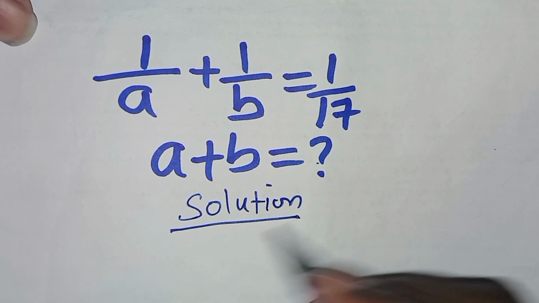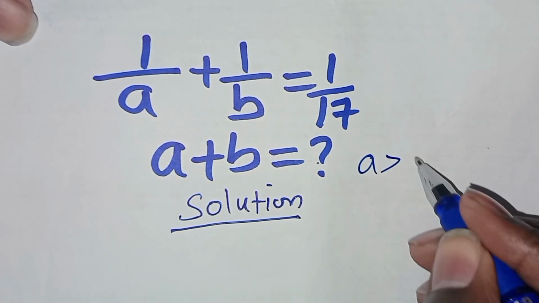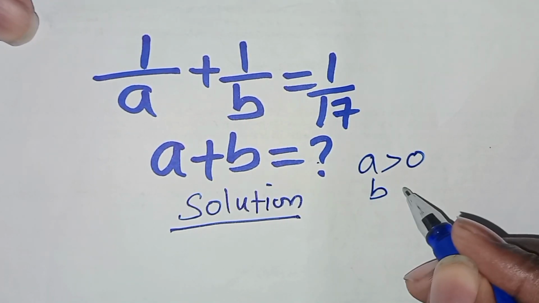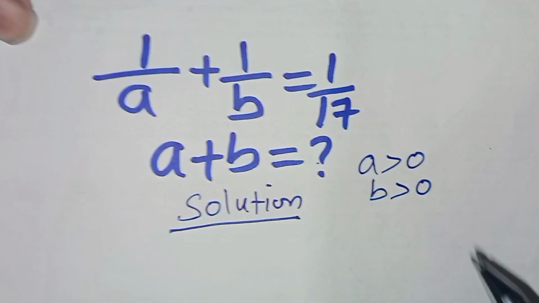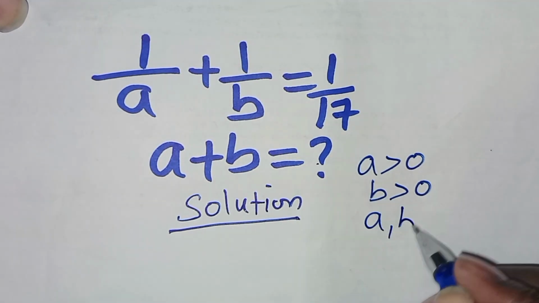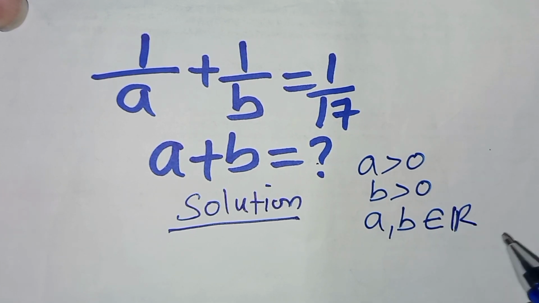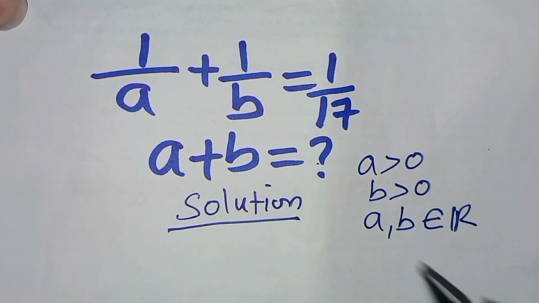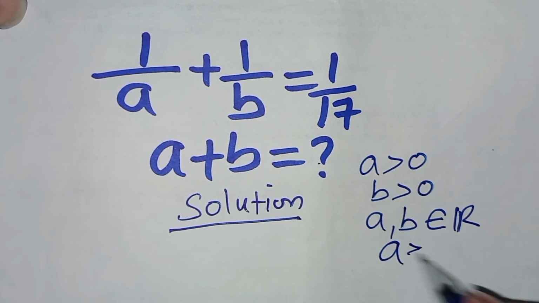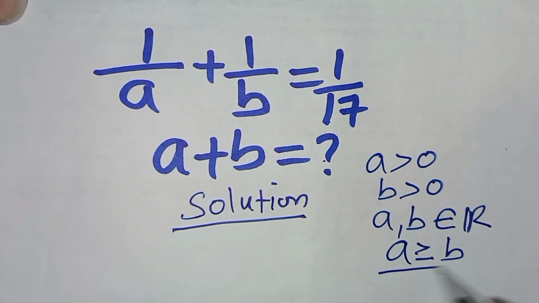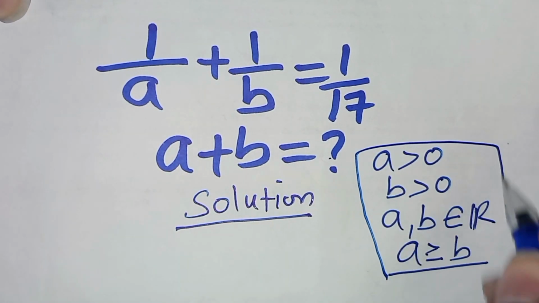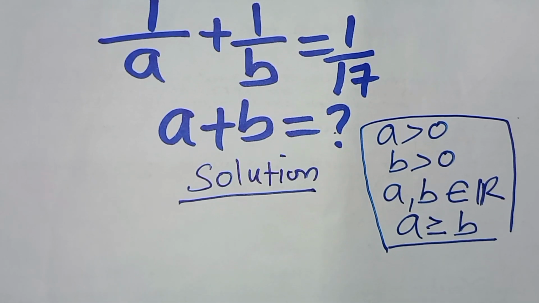Given that a is greater than 0 and b is also greater than 0, and a and b are members of the real numbers, and again a is greater than or equal to b. So these are the set of conditions that we have. Now let's proceed from here.